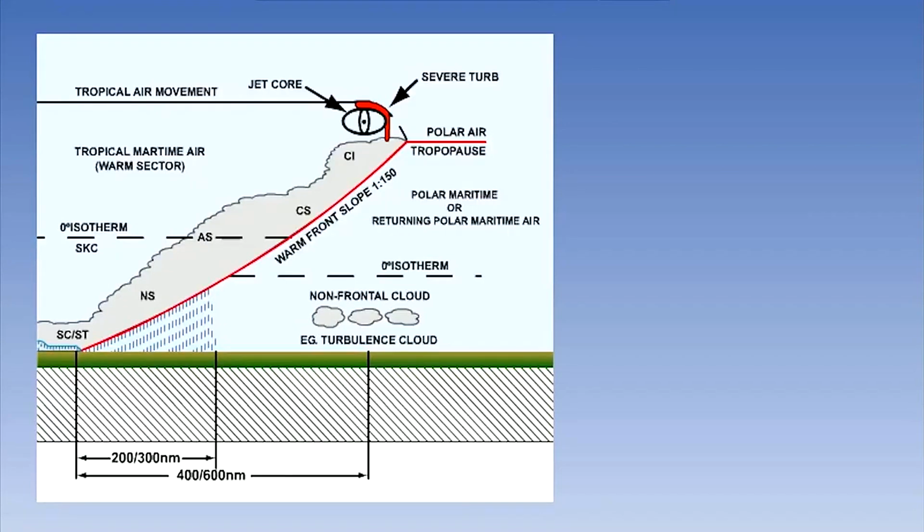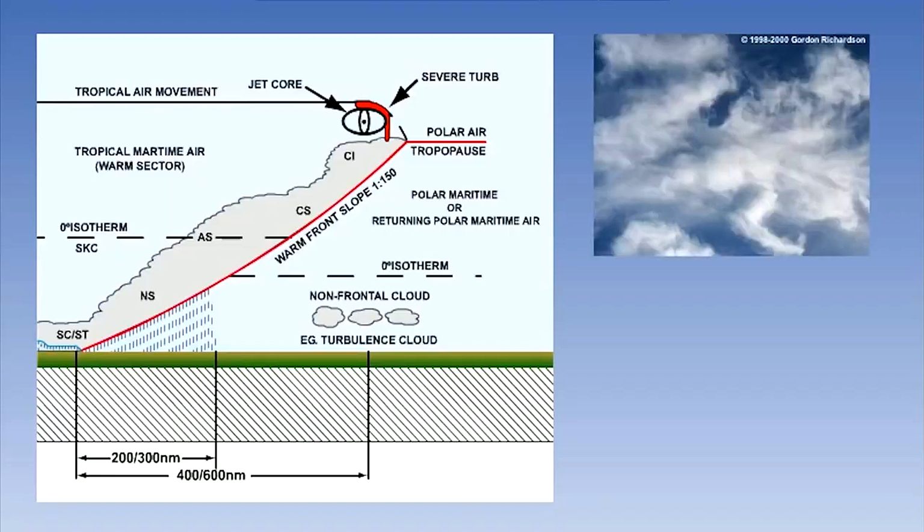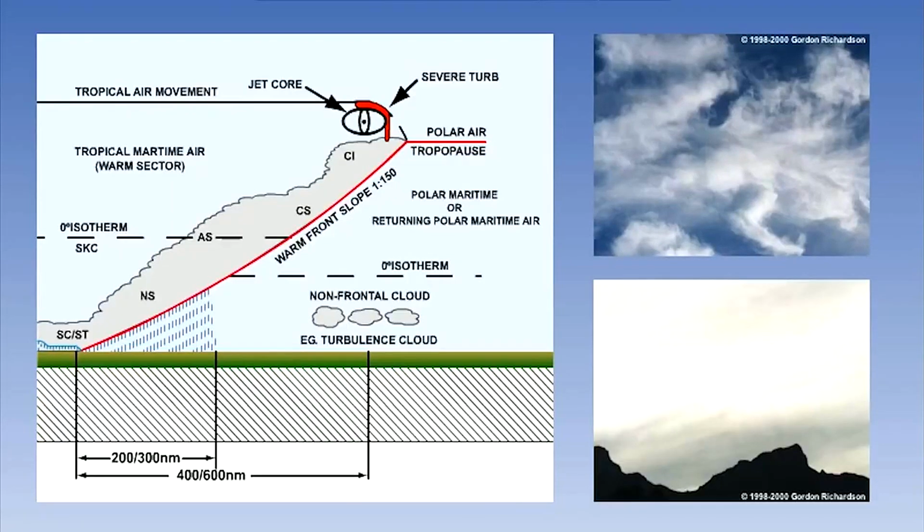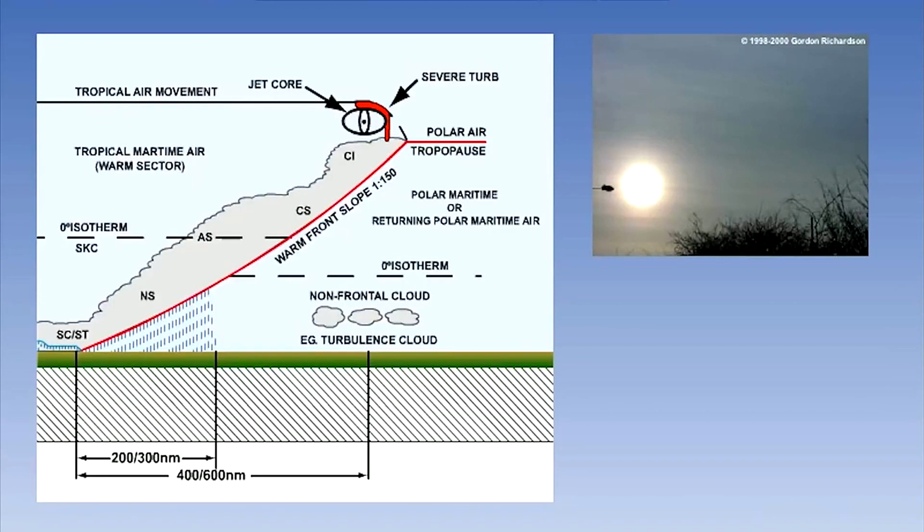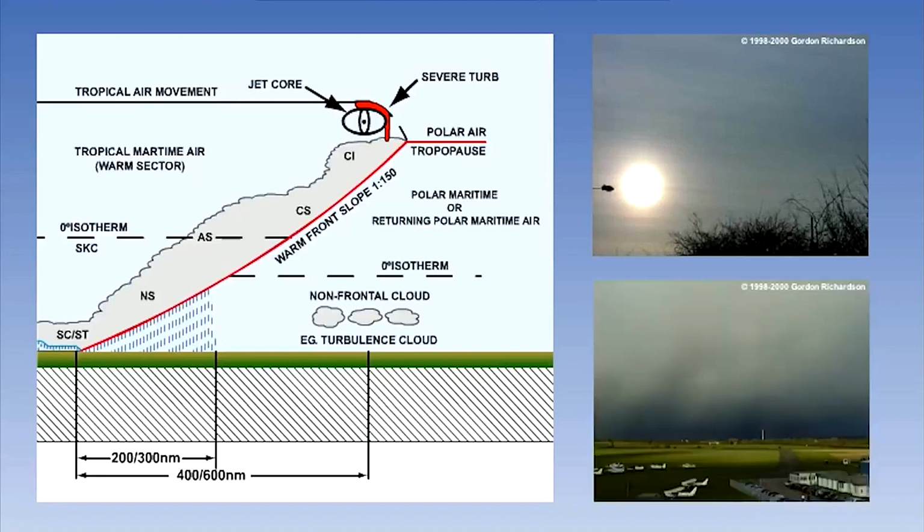This is the sequence of cloud that an observer on the ground would see if the front was approaching. Cirrostratus, giving us a halo around the sun or moon. Altostratus, making the sun or moon look as if it was behind ground glass.